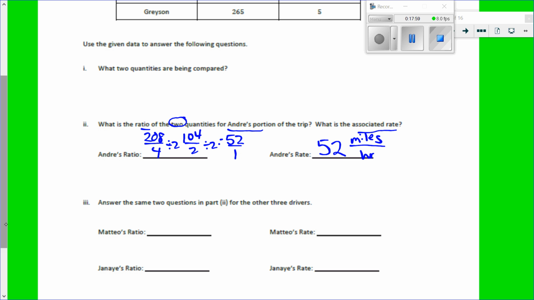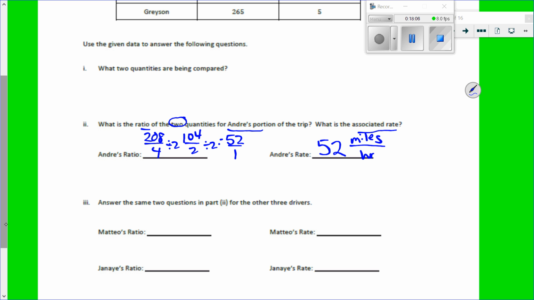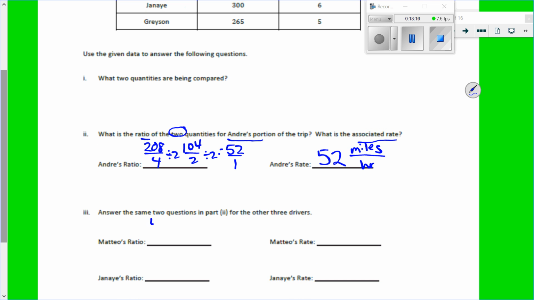So we're going to do these other ones. Let's take a look. And we're really going to focus in on simplifying because we're having a lot of people that are still struggling on the simplifying. So Mateo's ratio, he starts at 456 over 8. Now, as we talked about in the very first set of notes, the first one we showed you is to go to unit rate. All I'm going to do is divide by my denominator. So if you wanted, you could divide by 8.